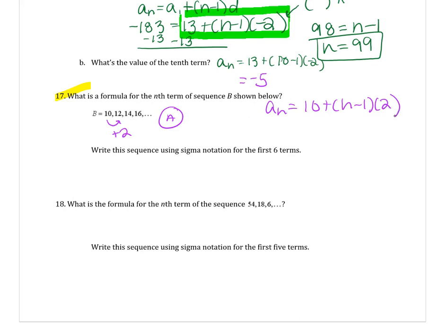Okay, I feel like I keep using the same formulas over and over again. Well, because I am, so hopefully I'm starting to sound kind of boring to you, because there's really not much more to this.